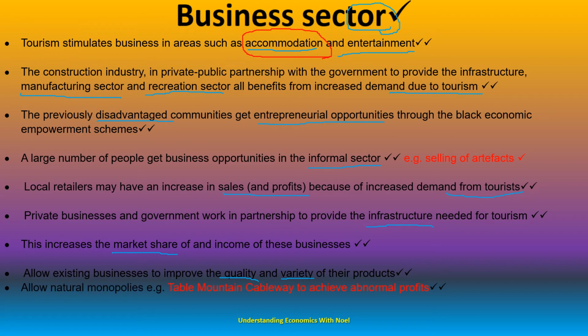Allow natural monopolies, e.g., we talk about the issue of what? Table Mountain Cableway, to achieve abnormal profits. Where it is important, charge what is necessary. Like, who doesn't want to go to Table Mountain? True. But that's a nice, wonderful place to go and enjoy.